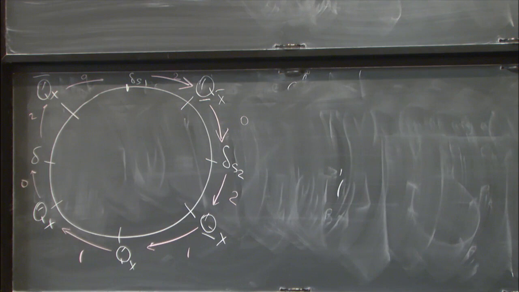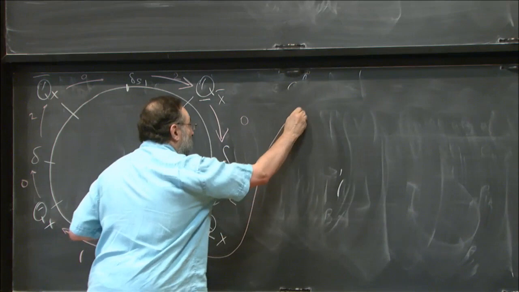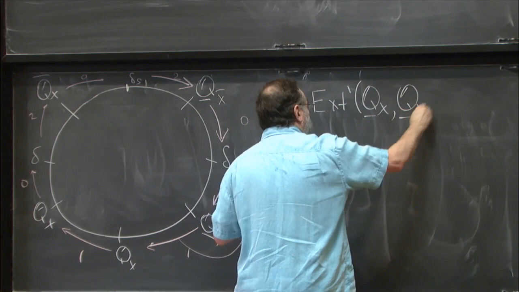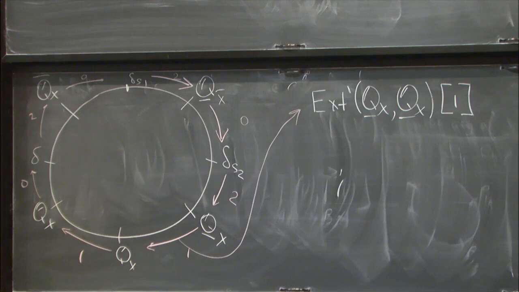Now I'm about to write this. To this arrow I assign a group, but which one? I take Ext^1 between this Q_X and Q_X and shift it by 1.